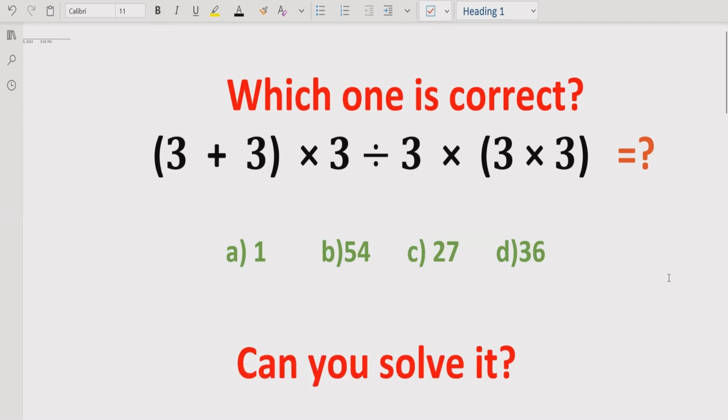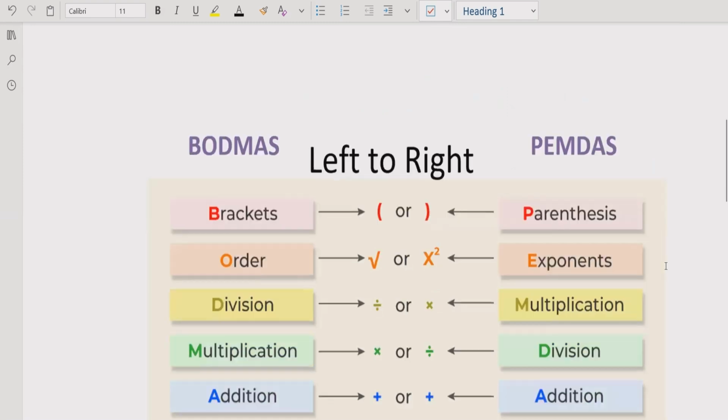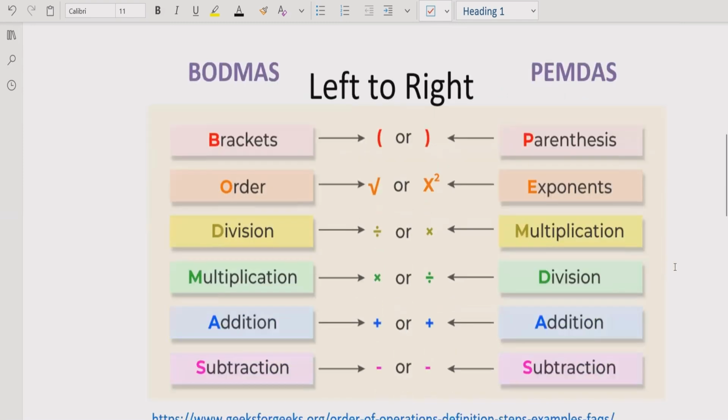Now let's start the topic. Before starting, we have to find out what rule we will apply on this question. As per the arithmetic operation rule, we have to apply the BODMAS and PEMDAS method. Both are similar, but the terms are different and the meanings of these terms are similar. In BODMAS, B means bracket, and in PEMDAS, P means parentheses. These two terms are different, but their meanings are similar.